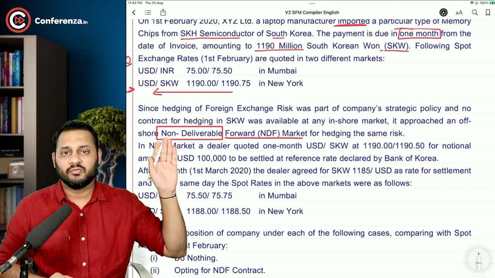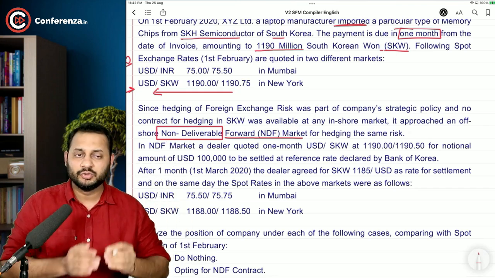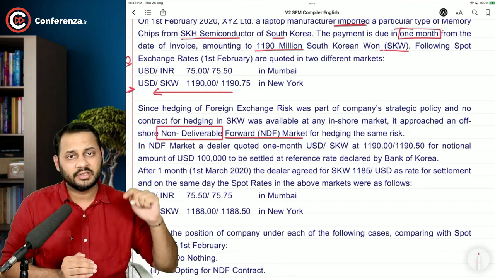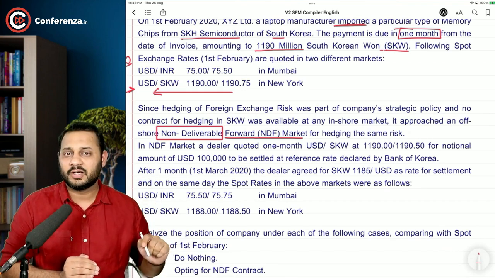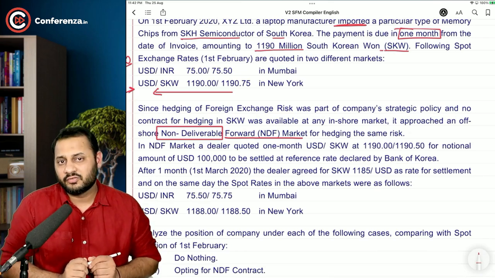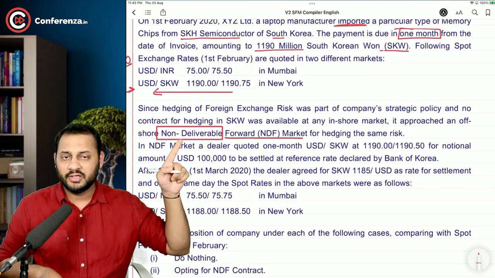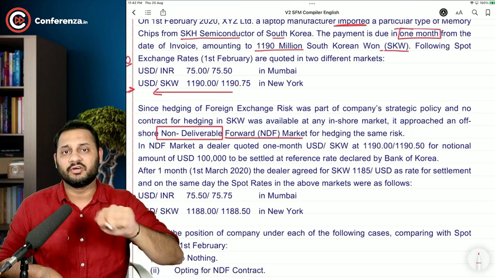So this forward contract can only be used to reduce the loss. If there is a loss in the spot market, there will be some profit in the forward market and you can reduce some kind of loss. Non-deliverable simply means SKW cannot be delivered at this forward rate. It has to be closed with a reverse transaction.